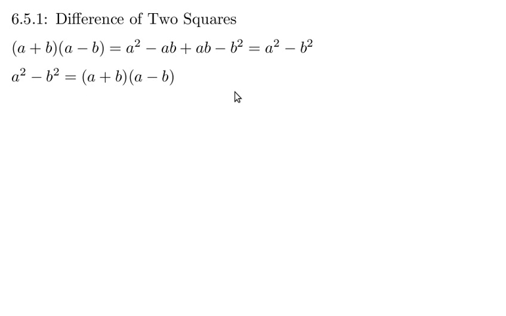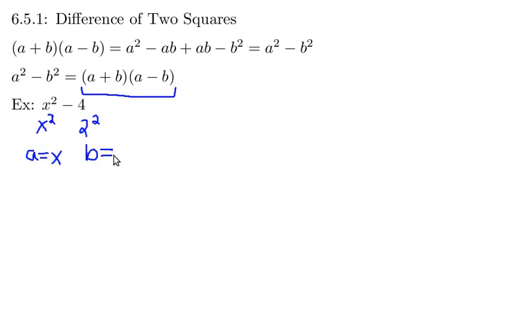So let's say, for example, we have x squared minus 4. This is a pretty basic example. This is a square number, it's x squared. This is a square number, it's 2 squared. So that means we can write this in this form. Instead of x squared minus 2 squared, here a is going to be x and b is going to equal 2.